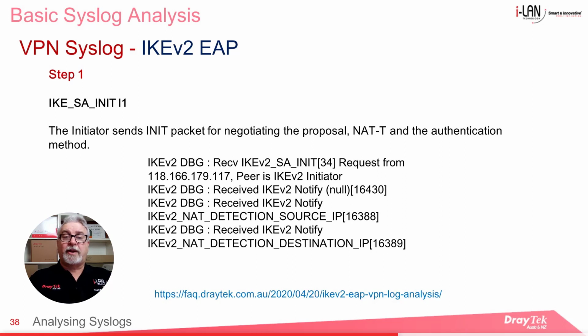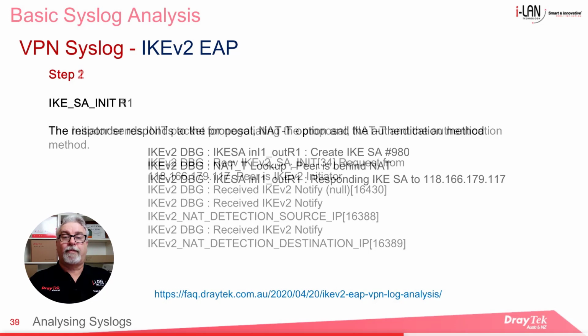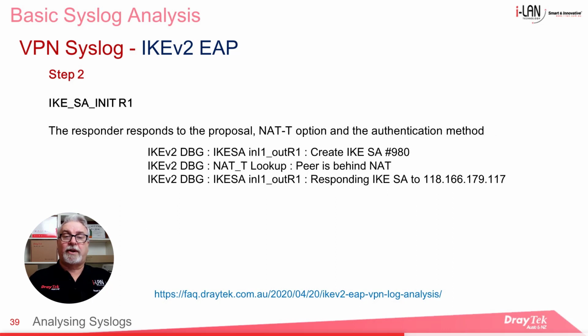The first message we see is IKE_SA_init. Here the initiator sends an init packet for negotiating the proposal, nat-t, nat traversal, and the authentication method. The next entry in the syslog is IKEv2 dbg, IKE-ESA, ini1_out_r1. Here the responder responds to the proposal, nat-t option, and the authentication method.